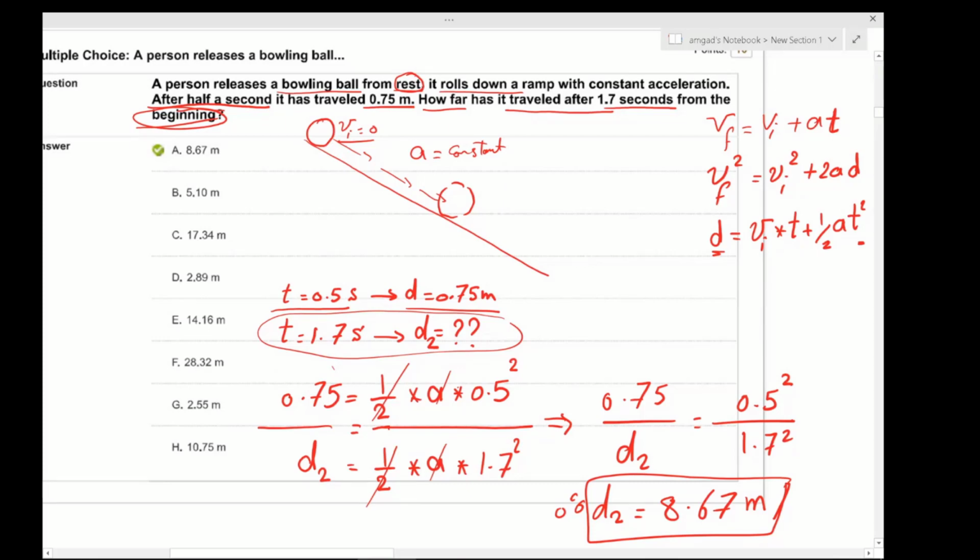Of course, there is another way. You can use the first time and first distance, plug it here to find the acceleration. Then you can plug it again in the same equation, and since you know the acceleration, you can find the corresponding distance. But I think that my method here is faster. Okay, but it's up to you. If you want to find the acceleration first, it's up to you.